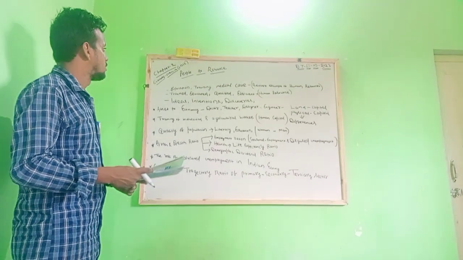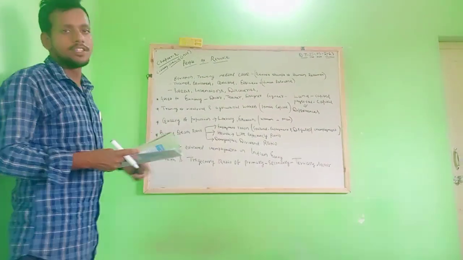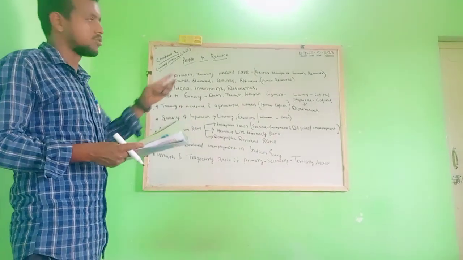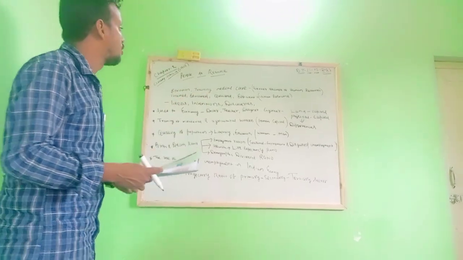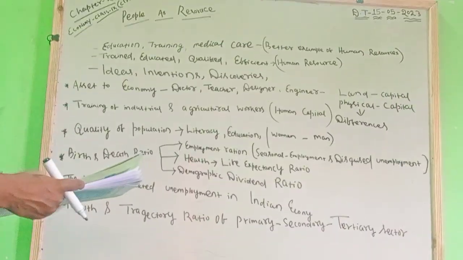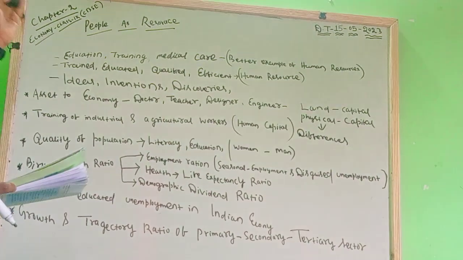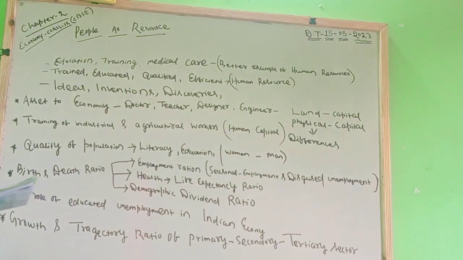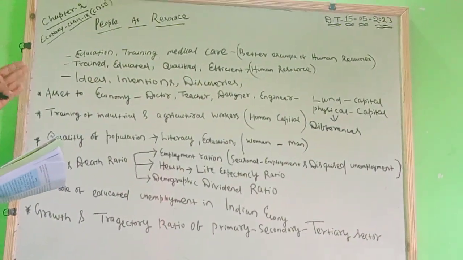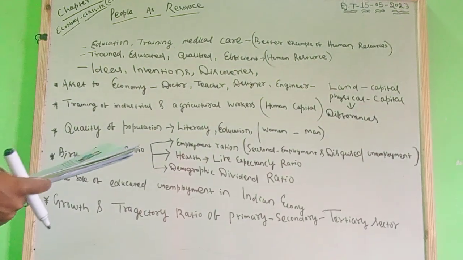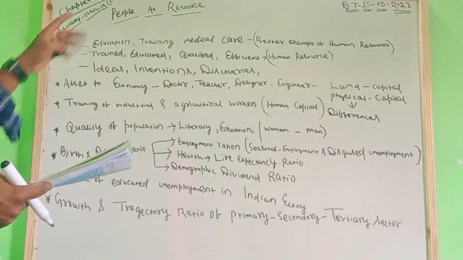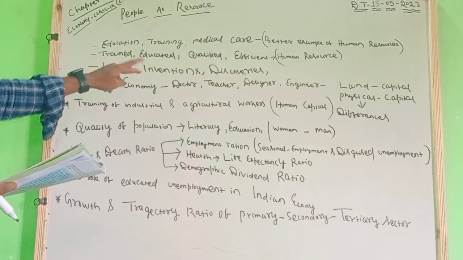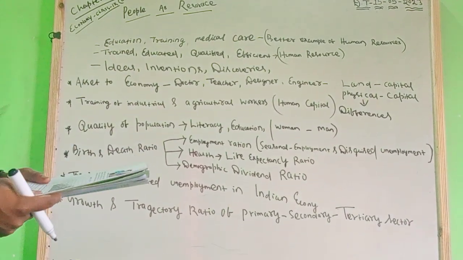Today we are going to discuss the chapter People as Resource, the beautiful additions of human resources, human values, and human ideas. Education, training, and medical facilities are the best examples of human resources, which are to be trained, educated, qualified, and efficient as proof of human resources, and that will derive from their ideas, their inventions, and their discoveries.